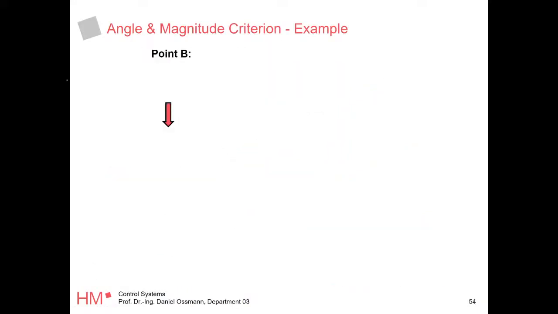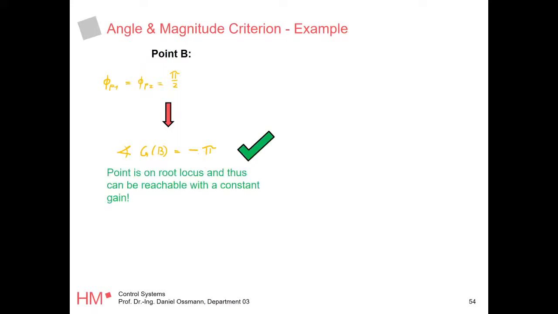Okay, we can use that. So we know that the angle from our first pole is the same as the angle from our second pole, and it's pi over 2. So we calculate the angle criterion of GB. Well, it's just the sum of all our angles. They go in negative, so it's minus pi, right? Clearly, this is minus 180 degrees. This is okay. This point is on the root locus curve, and we can reach that point with a positive feedback. Okay, perfect.